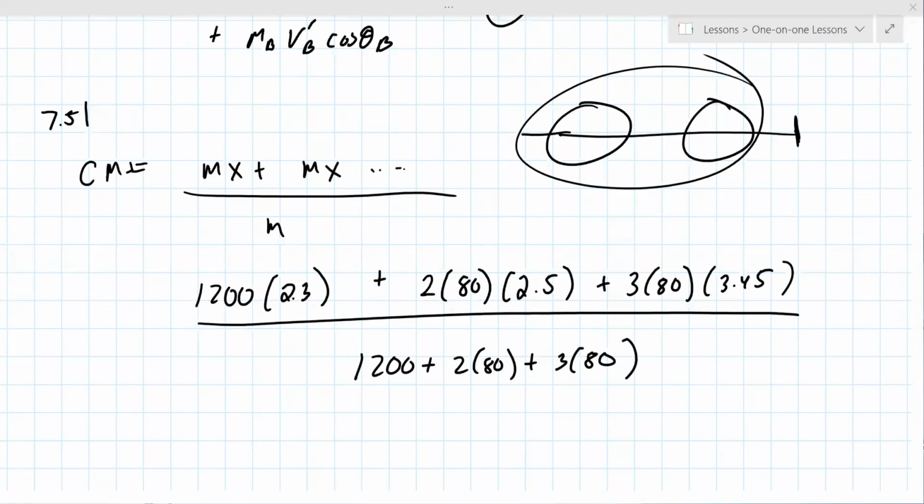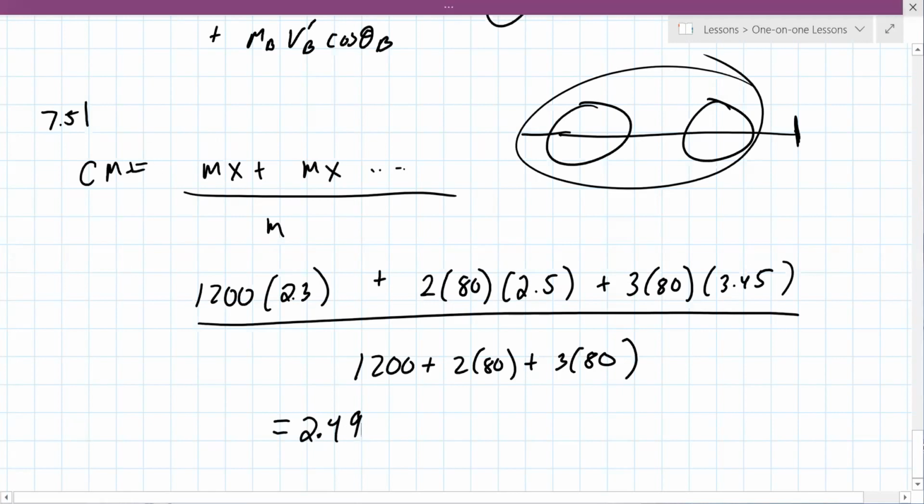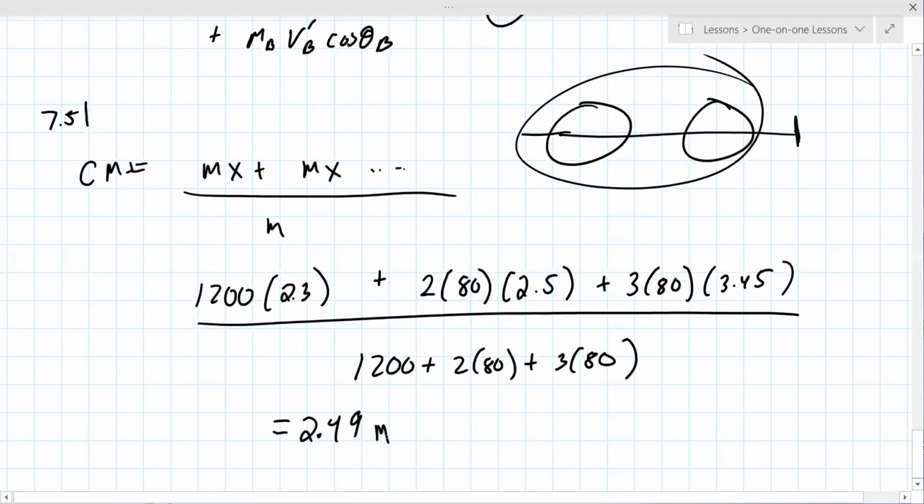So I get 2.49. 2.49. Okay. What should the units be? Units will be in meters. And meters. Okay. Correct. All right. Number 6.